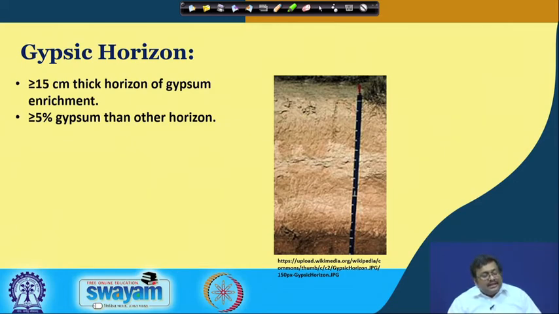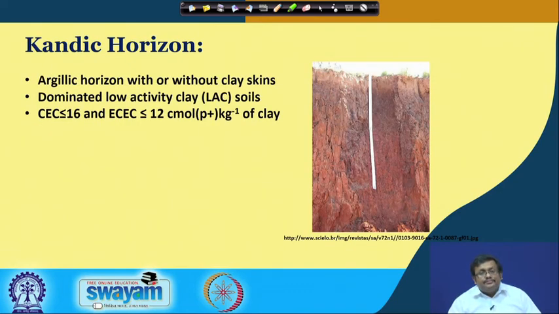The next one is called gypsic horizon. Obviously, it is greater than 15 centimeter in thickness and shows the accumulation of gypsum, and this horizon contains higher gypsum content, at least 5% more gypsum than the underlying soil or other overlying soil horizons.